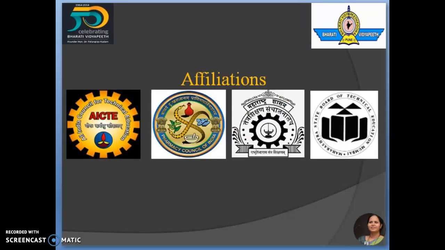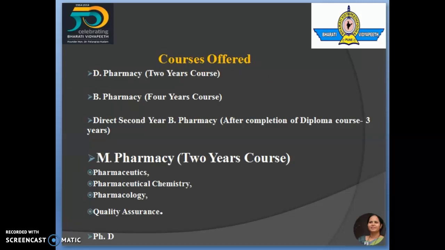This particular pharmacy campus is affiliated and approved by government agencies. Different courses are offered in Navi Mumbai complex under the pharmacy umbrella. We have a 2 years diploma course, 4 years degree course. After completing diploma, students who get good marks get direct admission to the second year B pharmacy. M pharmacy is a 2 years course. We impart education in pharmaceutics, pharmaceutical chemistry, pharmacology, and quality assurance.